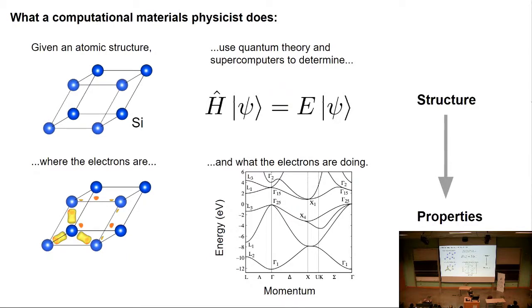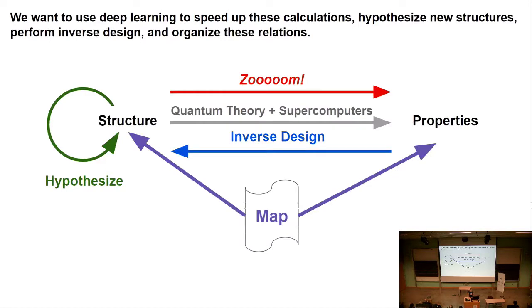But essentially what I was doing for most of my PhD was, given a structure, calculate the properties of that material. But there are many things that we might want to do with this information. So what I want to do is use deep learning to speed up these calculations.